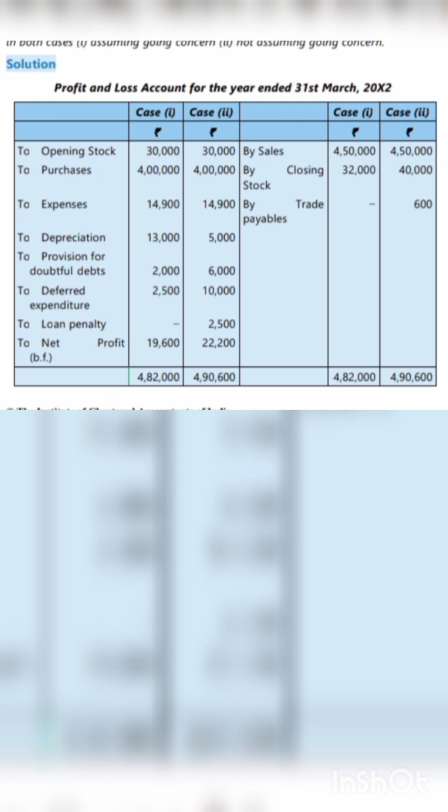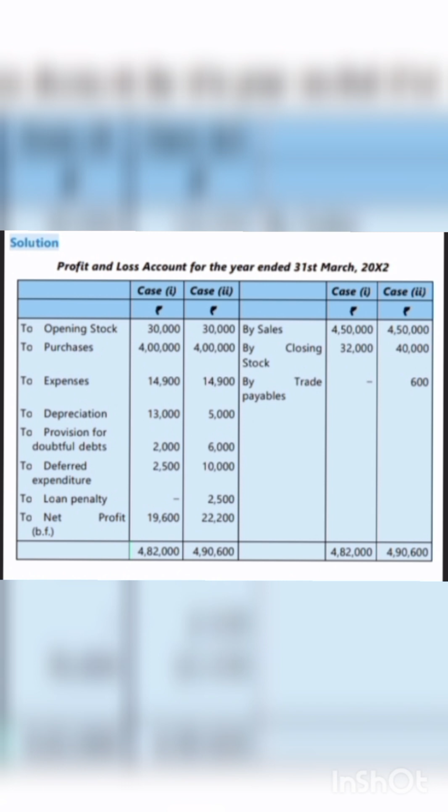In the expense column, rupees 14,900 has been taken from additional information point D of the additional requirement. This amount is the same in both the going concern case and the non-going concern case.